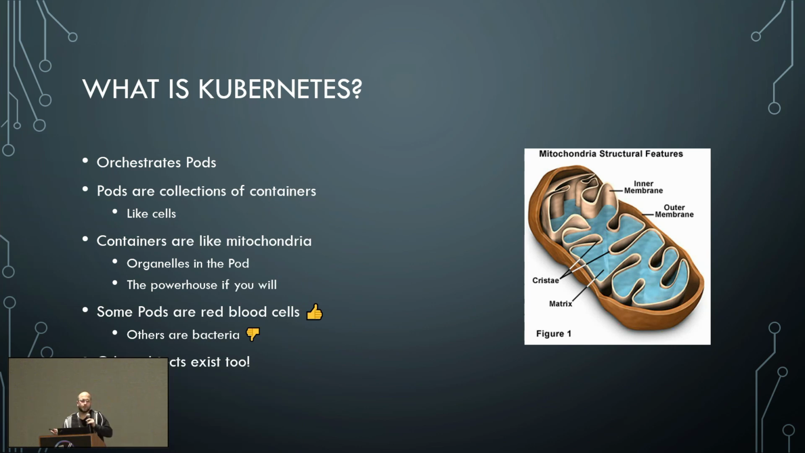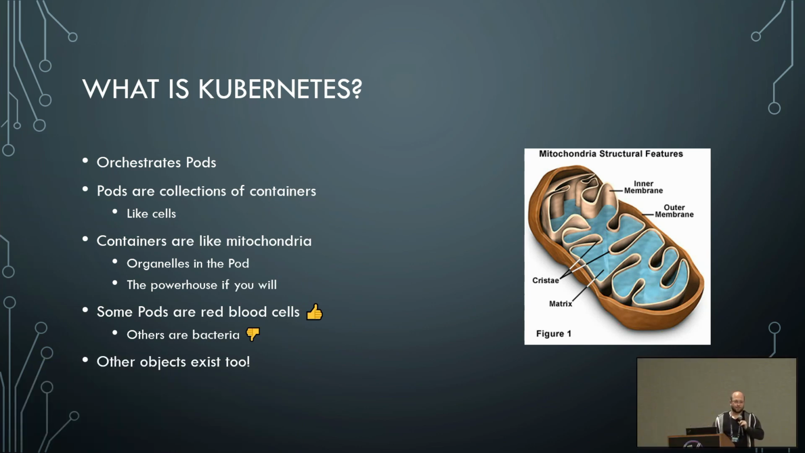So, what is Kubernetes? For those of you who don't know, basically it just orchestrates pods. You can think of pods as collections of containers similar to cells. And containers are just like mitochondria. They're the organelles within pods. They're the powerhouse, if you will, of pods. So some pods are blood cells, which are good. Other ones are bacteria, which are bad. And there's other objects in Kubernetes, but we don't really care about those ones today.